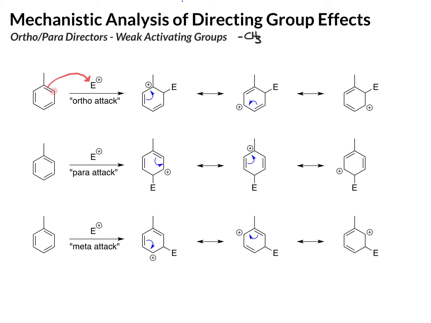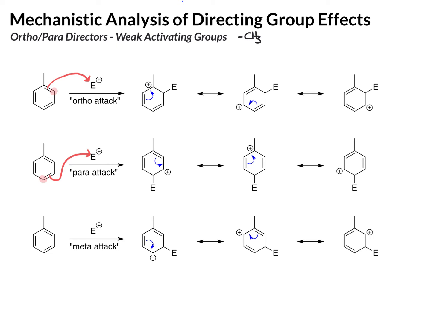Now let's look at para attack. So para attack means we want the electrophile to add to the para position right here. So that means I need to use this pi bond on the bottom. So I'm going to put my pencil down there and draw the curved arrow to the electrophile. From here, we put the electrophile on the bottom carbon, and that gives us the carbocation right here. Similar to above, we can move the pi electrons and get a second and a third resonance structure.